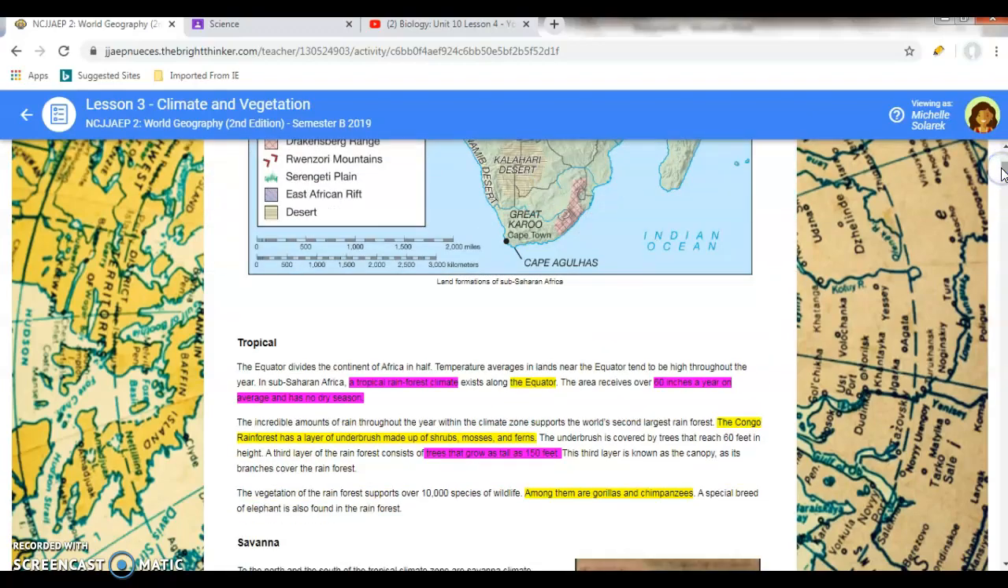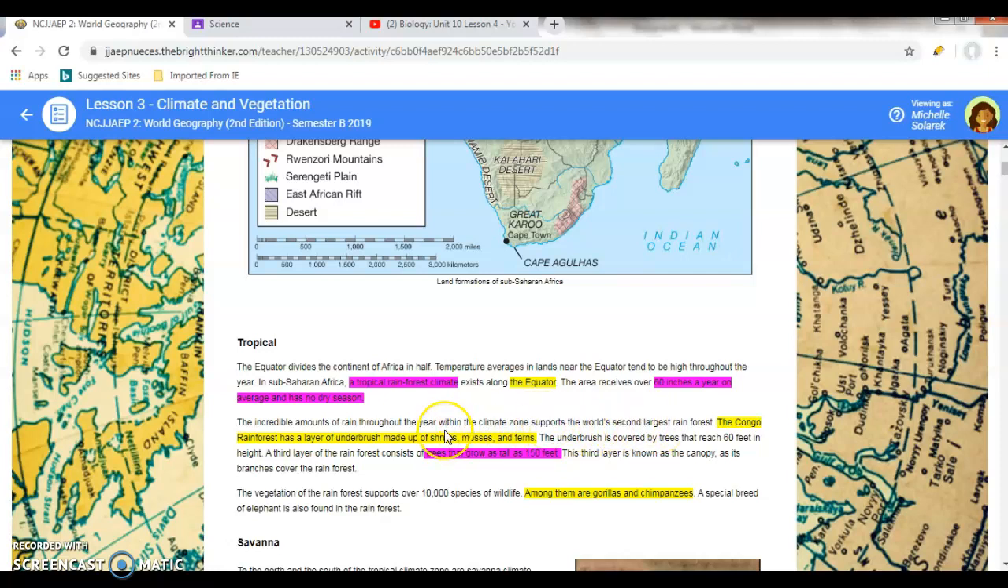So right here, we're going to get into tropical. The equator divides the continent of Africa in half. Temperature averages in lands near the equator tend to be high throughout the year. In sub-Saharan Africa, a tropical rainforest climate exists around the equator. The area receives over 60 inches of rainfall a year on average and has no dry seasons. The incredible amount of rain throughout the year within the climate zone supports the world's second largest rainforest.